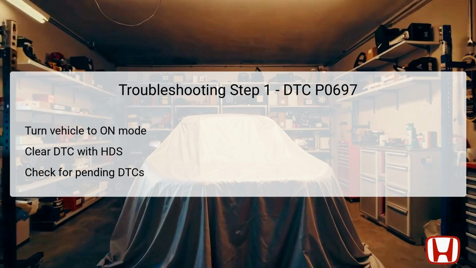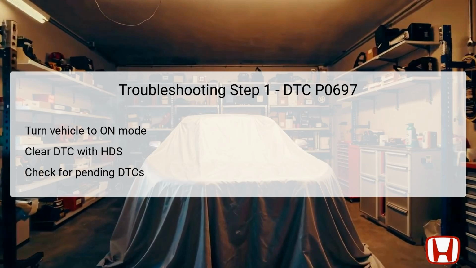The first step in troubleshooting DTC P0697 involves verifying the problem through a series of checks. Begin by turning the vehicle to the on mode without starting the engine, which allows the systems to energize and the modules to communicate. Following this, utilize the Honda Diagnostic System, HDS, to clear the DTC, which helps reset the vehicle's computer system and can eliminate transient issues.